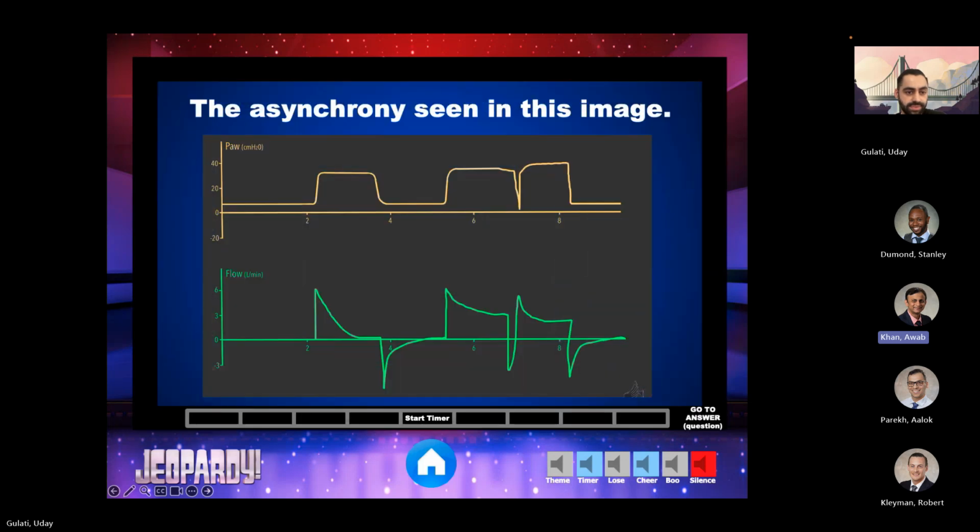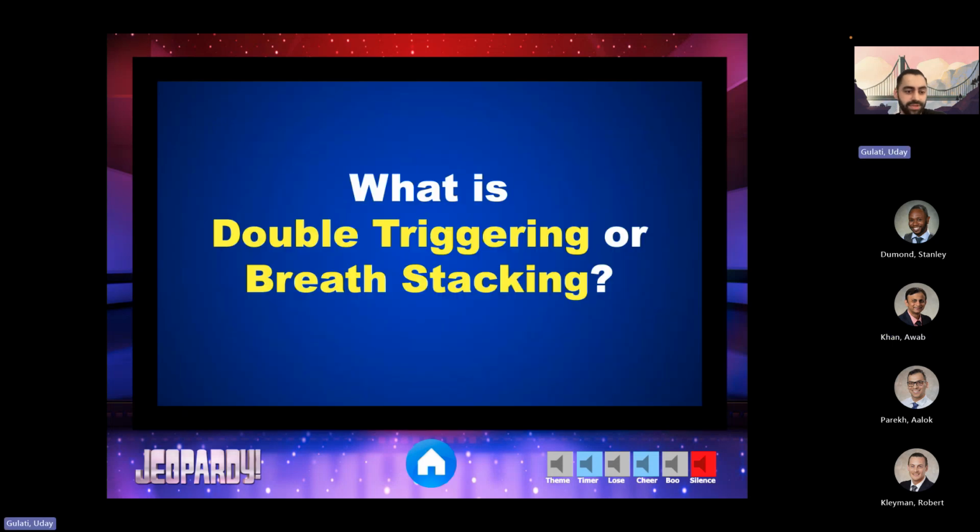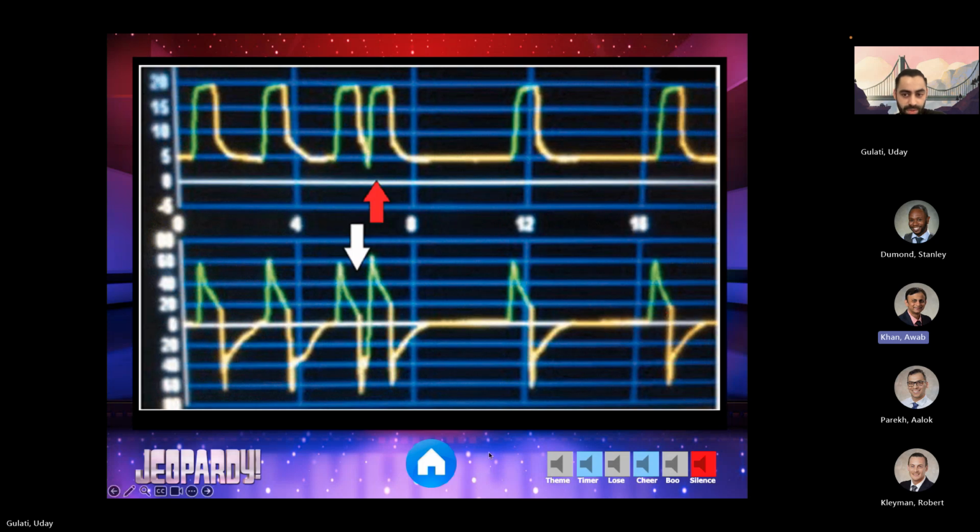Oh, yeah. All right. The asynchrony seen in this image. Double triggering? Yeah. All right, so double triggering or breath stacking. Do you want to try and explain it? Essentially, it's where sometimes you're not giving a big enough tidal volume to the patient, so they're trying to take another breath, so they just double stack. Or the sensitivity is too high, one of those.